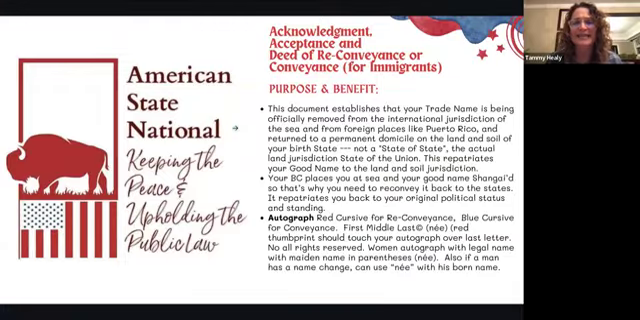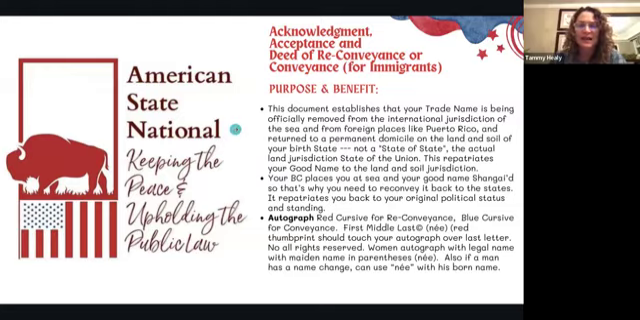Acknowledgement, acceptance, and deed of reconveyance or conveyance for immigrants. So if immigrants are just coming to this country, they're going to be conveying to the land jurisdiction. But if you were born an American, unlawfully converted, you're actually reconveying back into the land.